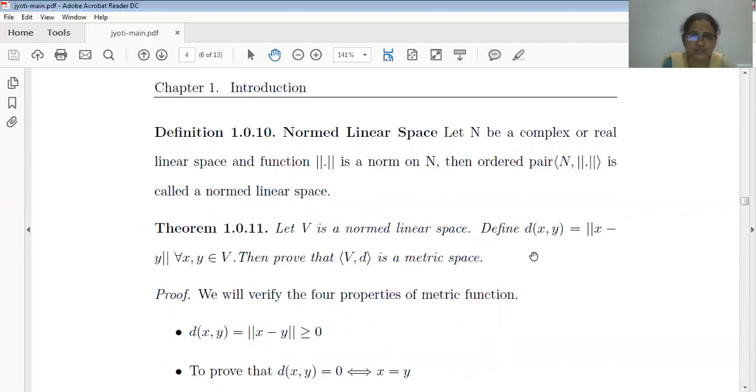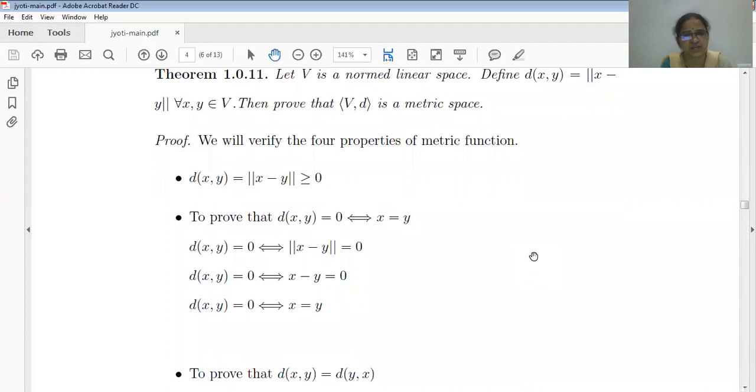That is, a normed linear space is given to us, and we want to verify whether Vd is a metric space or not. To verify this, we will use all the conditions of a norm function, and we will prove all the conditions of a metric function. The first condition to prove is d of xy is greater than or equal to 0.